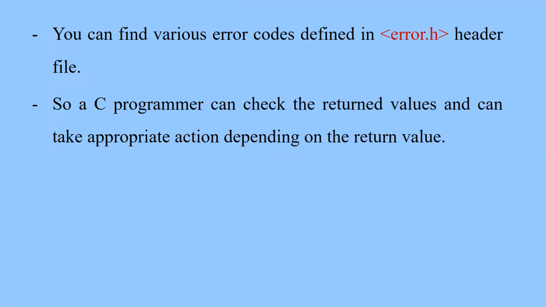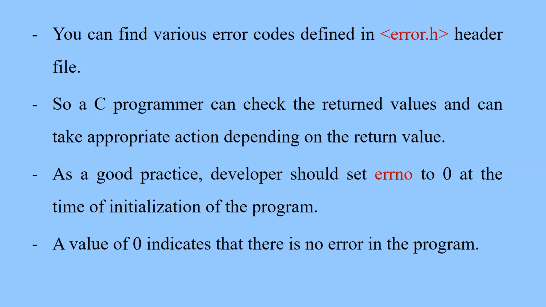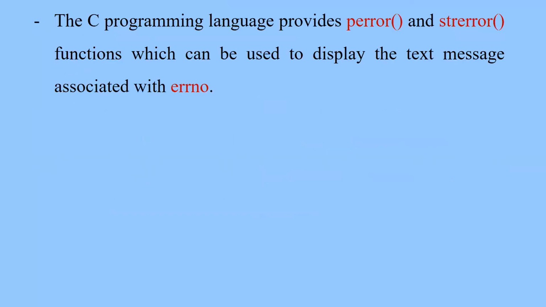So a C programmer can check the returned values and can take appropriate action depending on the return value. As a good practice, developers should set errno to 0 at the time of initialization of the program. A value of 0 indicates that there is no error in the program. The C programming language provides perror and strerror functions which can be used to display the text message associated with errno.